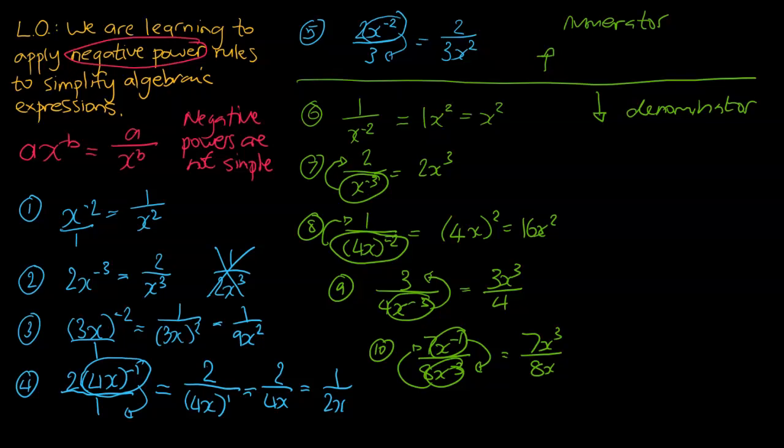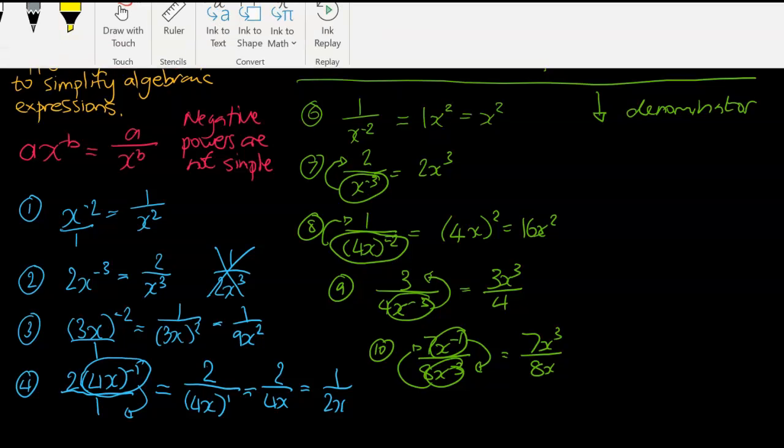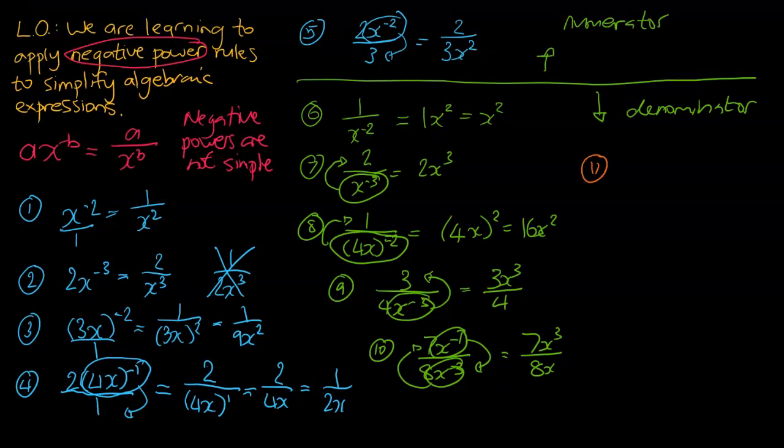So hopefully this is beginning to make sense. This switch approach, if you see negative power, switch it to the opposite side, either the top or the bottom, and then you'll be all sorted. And we're going to change pen colors for the very last question, the most difficult question we're going to look at in the video. So 5x to the power of negative 2 divided by 3x to the negative 3.